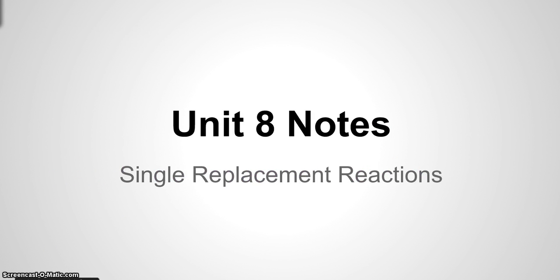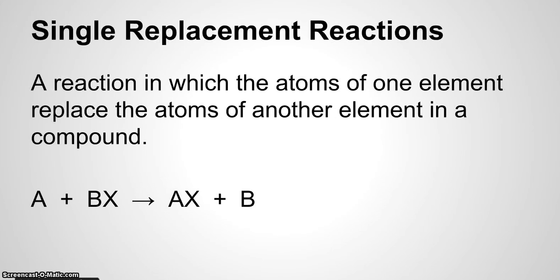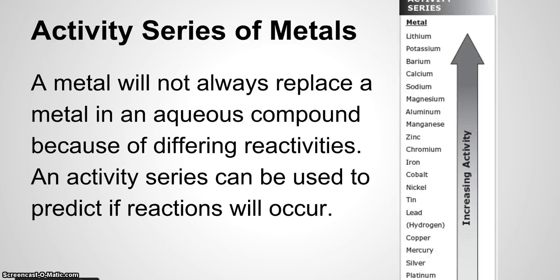Okay, now we want to switch gears and talk about single replacement reactions. So as we know, single replacement reactions are reactions in which the atoms of one element replace the atoms of another element in a compound. So it looks like this: A plus BX yields AX plus B. Generally, A and B are going to be like each other. So if A is a metal, then it's going to replace B, which is also a metal. If A is a halogen, it'll replace B, which is also a halogen. We usually only focus on the cations being the ones that are doing the replacing.